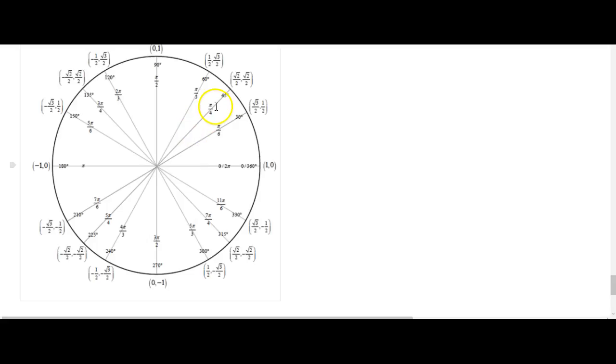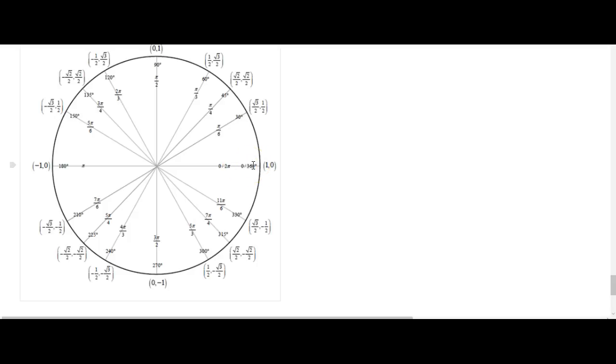You have pi over 4, 2 pi over 4, 3 pi over 4, 4 pi over 4, which is pi, 5 pi over 4, 6 pi over 4 would be 3 pi over 2, 7 pi over 4, and 8 pi over 4 is 2 pi.